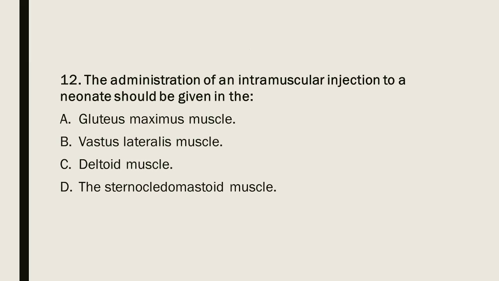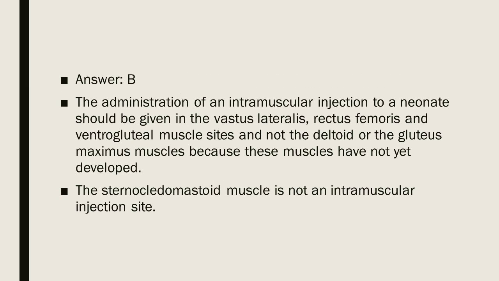12. The administration of an intramuscular injection to a neonate should be given in the gluteus maximus muscle, vastus lateralis muscle, deltoid muscle, the sternocleidomastoid muscle. Answer B. The administration of an intramuscular injection to a neonate should be given in the vastus lateralis, rectus femoris and ventrogluteal muscle sites and not the deltoid or the gluteus maximus muscles because these muscles have not yet developed. The sternocleidomastoid muscle is not an intramuscular injection site.